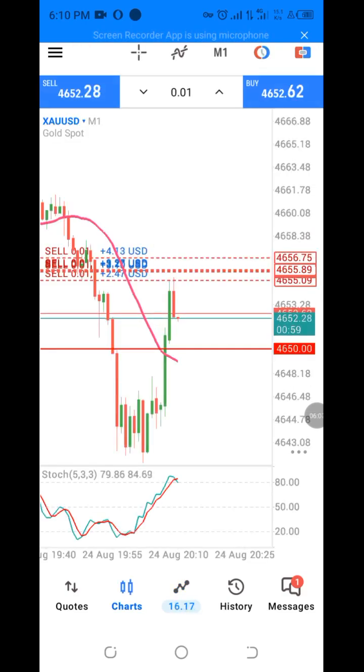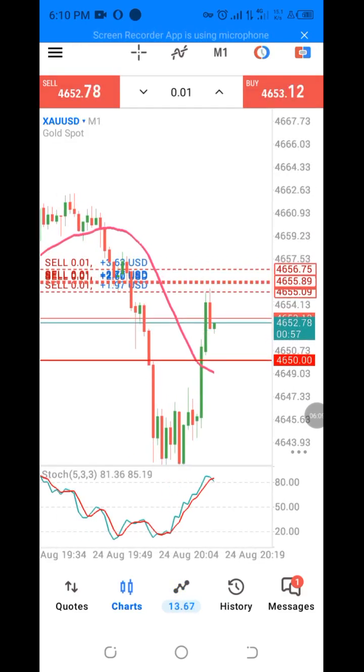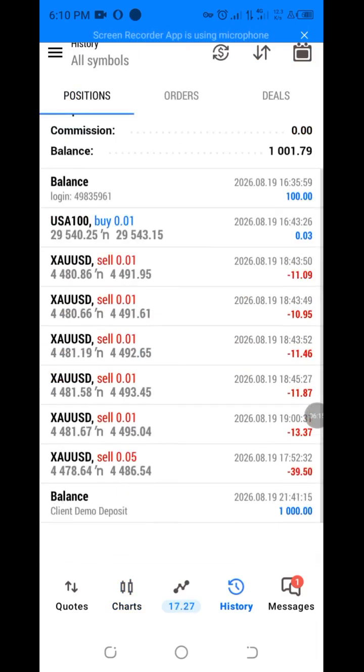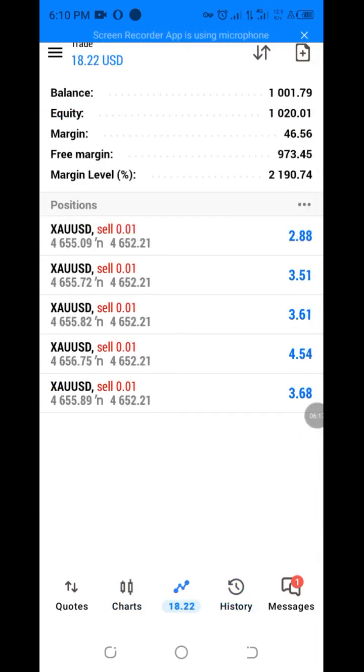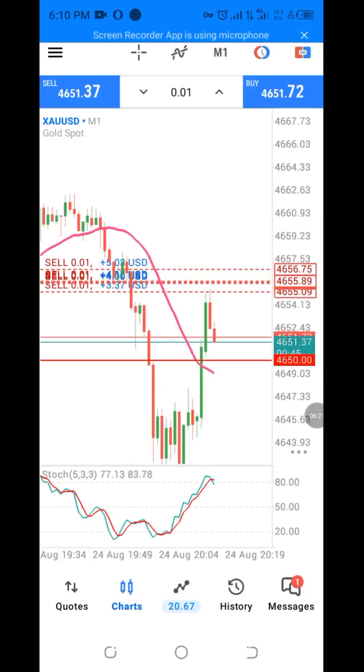Okay. So since I'm back, let's practice with our RPL strategy again using a demo account. So after the demo account, then we are going to go on a live trade using a live account. Okay. So that's how it is.